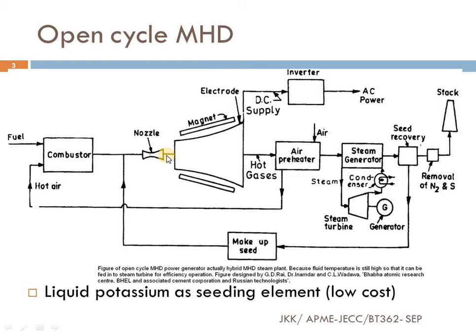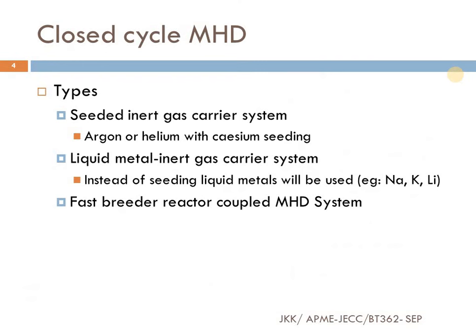So why is it open cycle? We are admitting or absorbing air from the atmosphere, and it gets combusted. Seeding is added, then it passes through the MHD, then the preheater, then the steam generator if any, and finally it gets exhausted to the atmosphere. So it is an open cycle system. Clear? So next one is a closed cycle MHD.